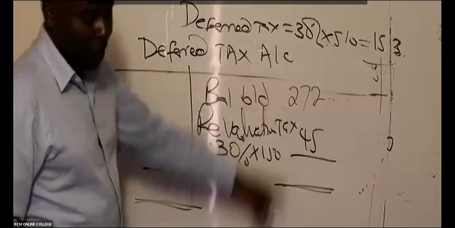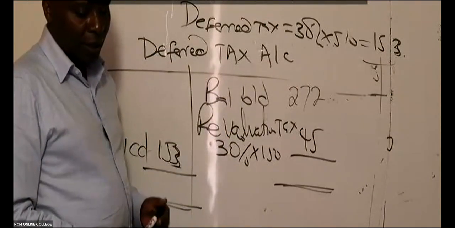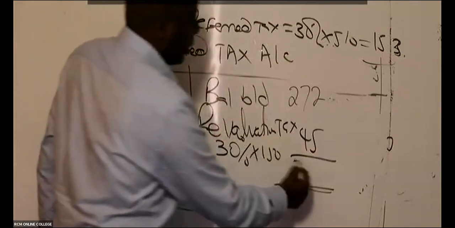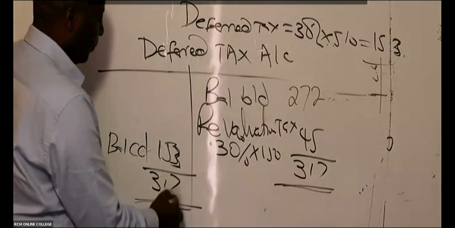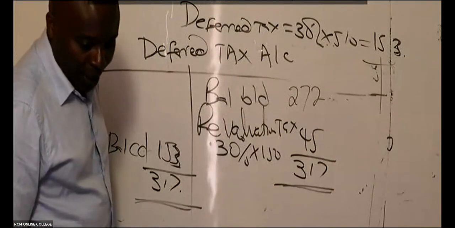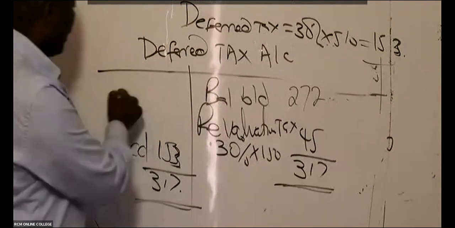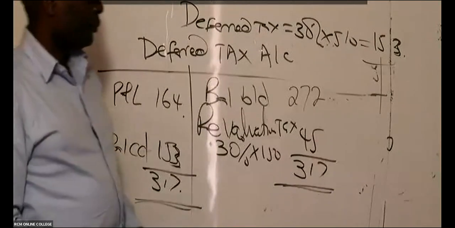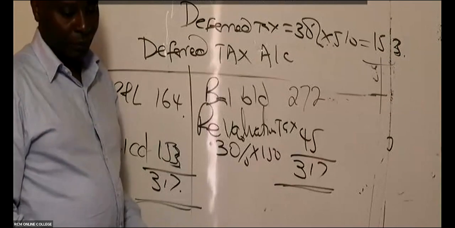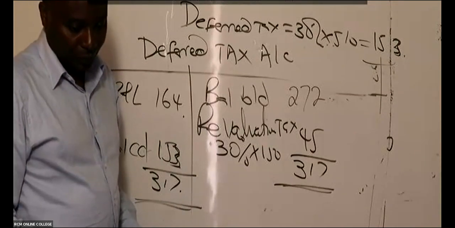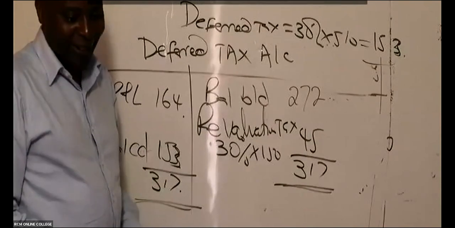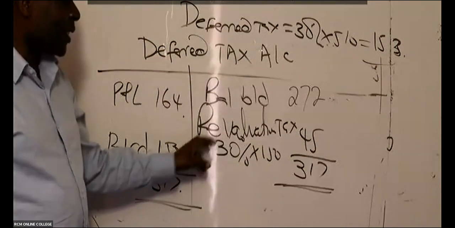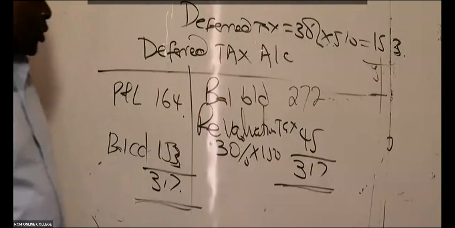So can somebody balance this account? So this is 272, 317. 317. And then we have an income of 164. So P and L. Oh, this gentleman or lady is telling me that she would have, in this case here, missed the tax. It is a revaluation tax.